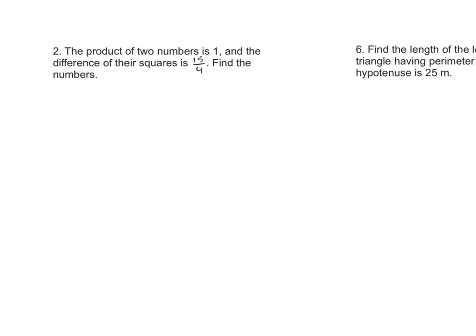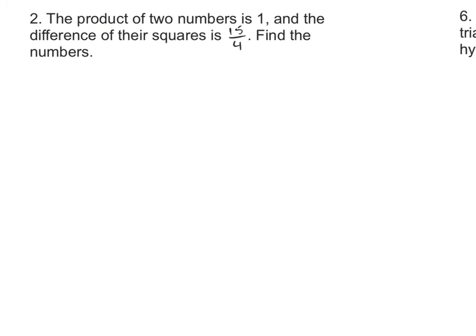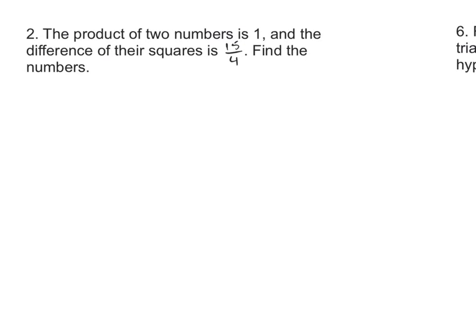Number 2. It says the product of 2 numbers is 1 and the difference of their squares is 15/4. Find the numbers. Okay, so we need to find the numbers, right? So let's name those x and y. The first thing they tell us is the product of x and y has to be equal to 1. So x times y equals 1. That's literally the first 6 words. And then it says, and the difference of their squares is 15/4. So we've got x squared minus y squared has to be equal to 15/4.